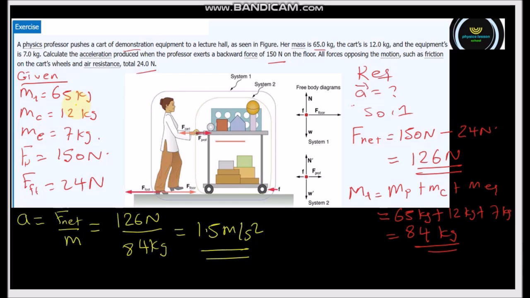Here the professor exerts a backward force, and there is a resistance force. This resistance force we call friction. Friction opposes the motion of an object. If there is friction, it decreases the speed, or has an effect on our motion. If there is no friction, our motion continues. That's why when we talk about gravity, we neglect air resistance. So that's why we subtract the air resistance and the cart's friction.